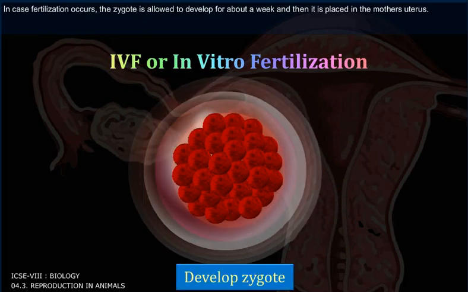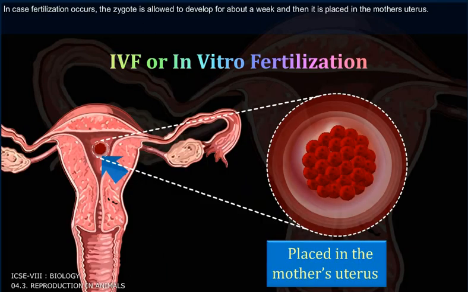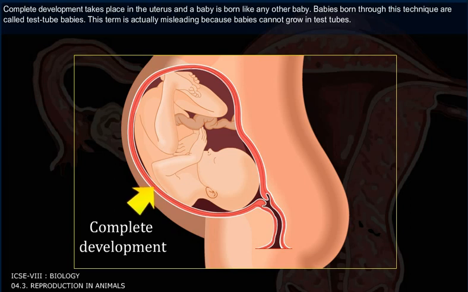In case fertilization occurs, the zygote is allowed to develop for about a week and then it is placed in the mother's uterus. Complete development takes place in the uterus and the baby is born like any other baby. Babies born through this technique are called test tube babies. This term is actually misleading because babies cannot grow in test tubes.